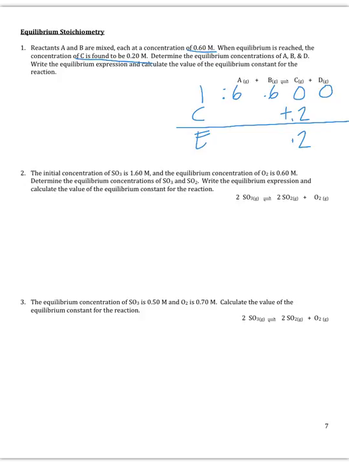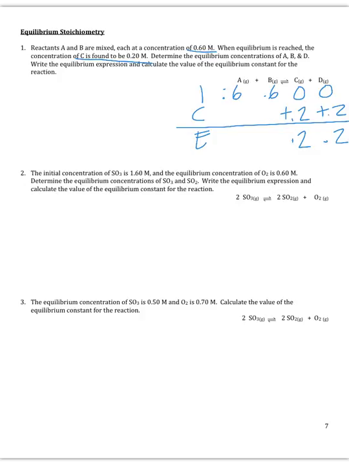Now, to figure out how the concentration of everything else changes, we're going to use stoichiometry. We're going to look at the coefficient ratio. So everything's in a 1-to-1 ratio. So if C increases by 0.2 molar, D also increases by 0.2 molar. And 0 plus 0.2 again, of course, is 0.2.